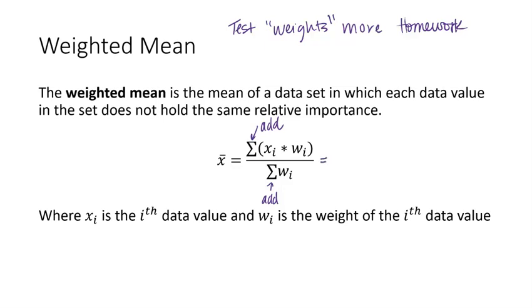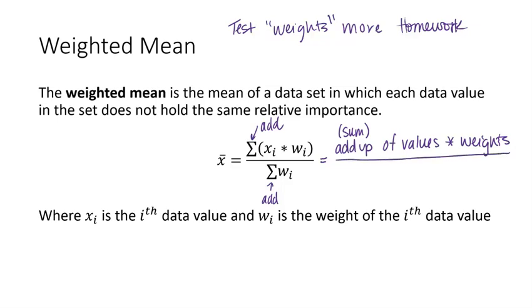The formula, in order to calculate the weighted mean, we add up, aka the sum of our values times their weights. And then we divide that by the sum, or once we add up, just the weights. This is going to be easiest for us to do in an actual example.